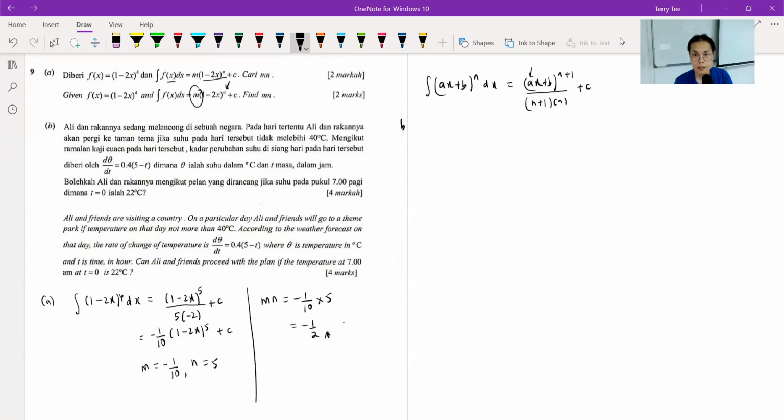All right. That is part A. Quite simple, I would say. Okay, second one. This is a combination of differentiation and integration.